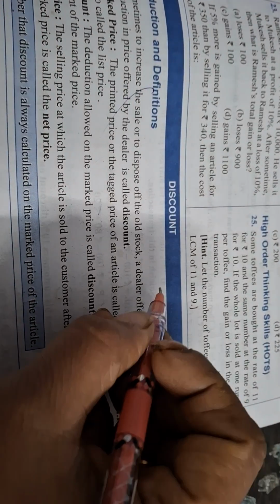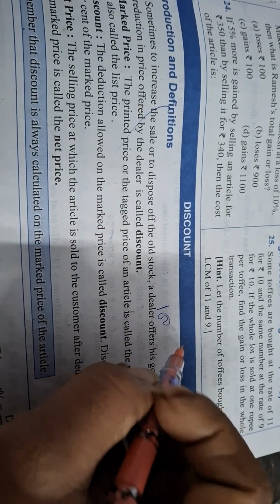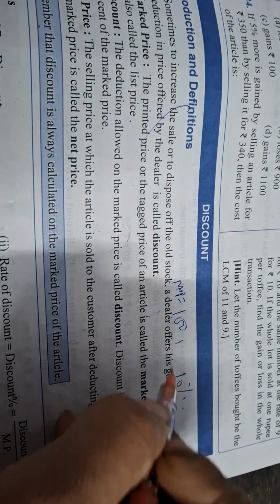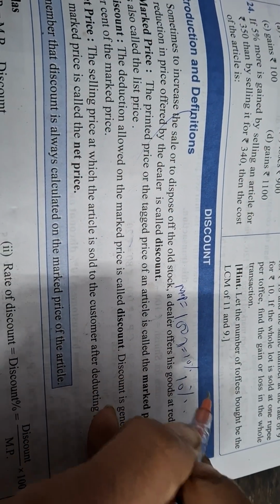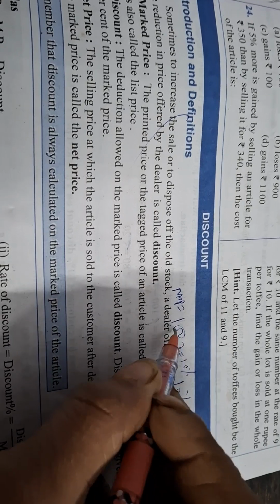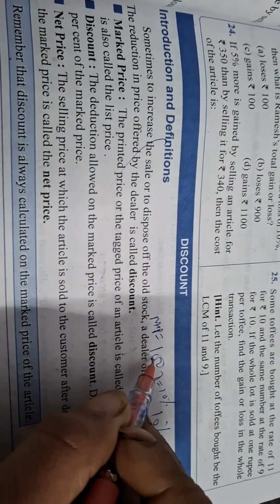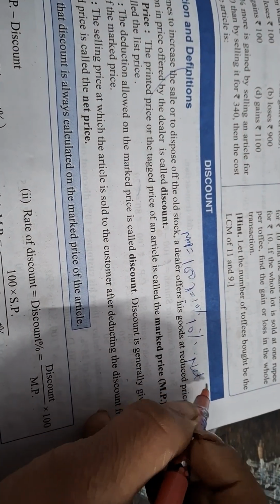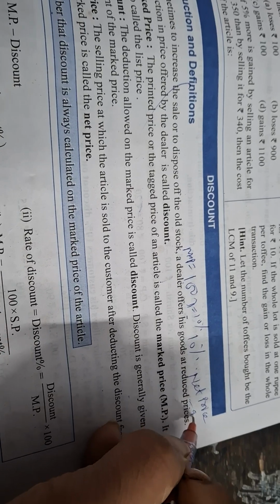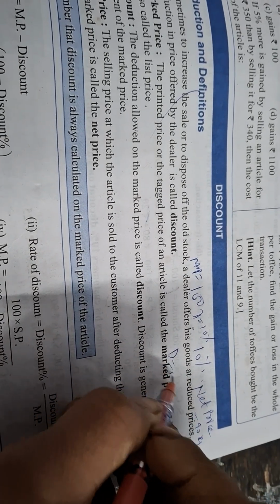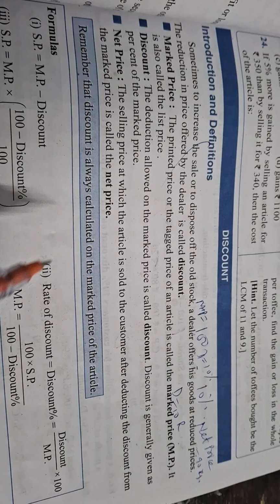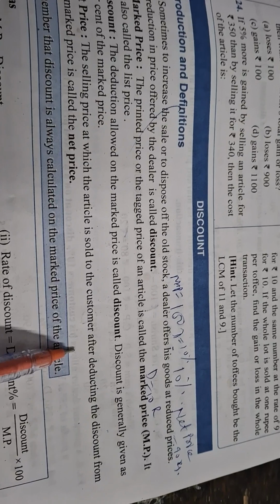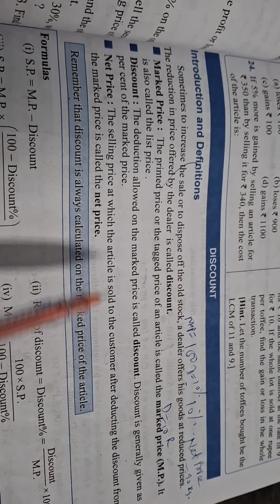It means suppose there is something that is of 100 rupees and we say this is our mark price or tag price. Discount is 10%. So 10% means 10% of 100, that means rupees 10. So our net price, whatever we will give, is 90 rupees. So discount is 10 rupees. And net price, the selling price at which the article is sold to the customer after deduction, is the net price.